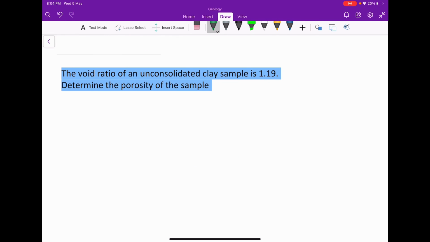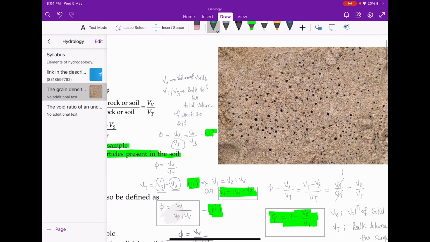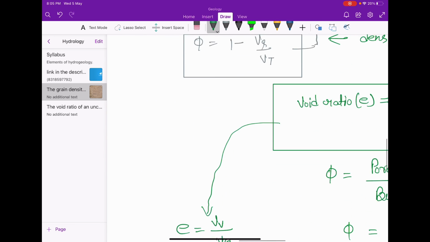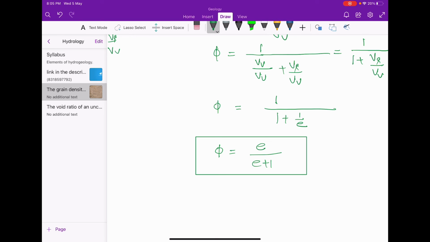Now next is the void ratio. The void ratio of an unconsolidated clay sample is 1.19, that is E is equal to 1.19. E is given as 1.19, so we have to find the value of porosity. Phi we have to find. So here we define the relation between porosity and void ratio, which is phi is equal to E upon E plus 1.